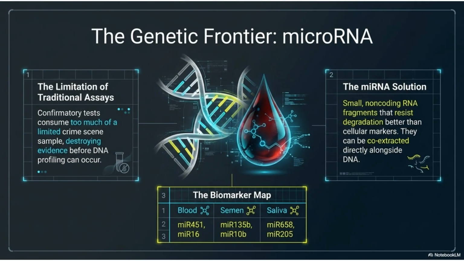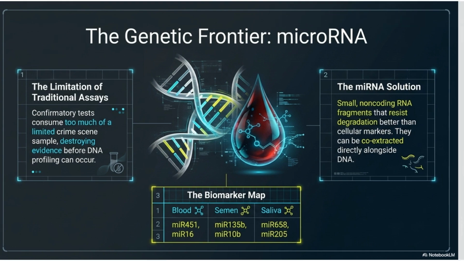A limitation of traditional confirmatory forensic assays is that they often consume precious sample material. The genetic frontier of microRNA, small non-coding RNA fragments, offers a solution, providing robust, co-extractable cellular markers.